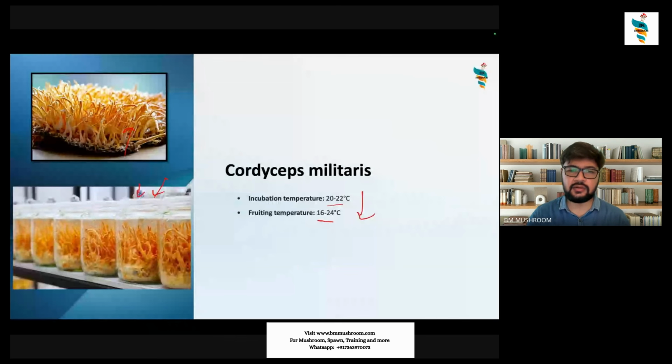You can grow it within a room. If you have an air conditioner and you want to grow, you need some lab equipment. That's it. You can easily grow this mushroom.